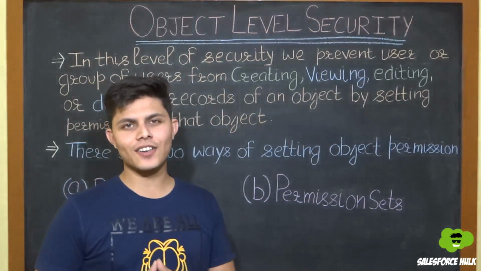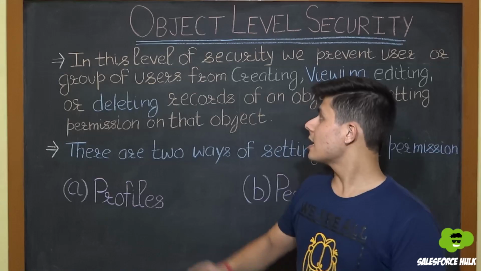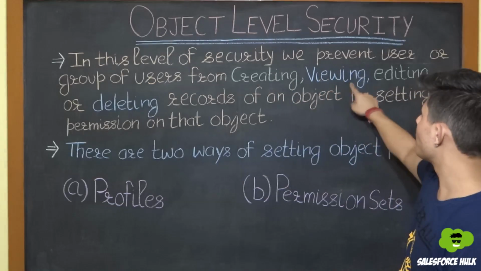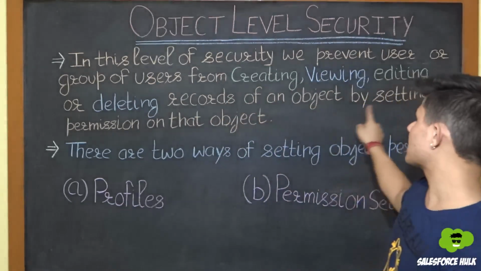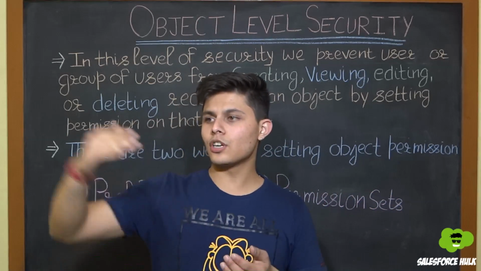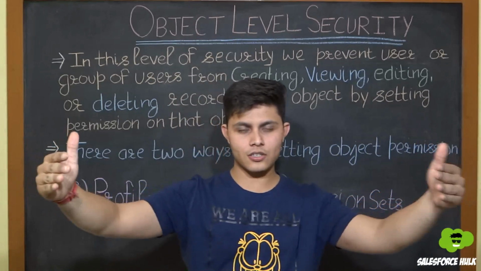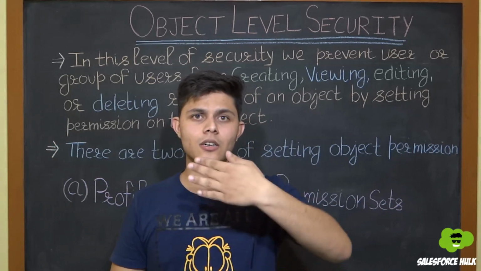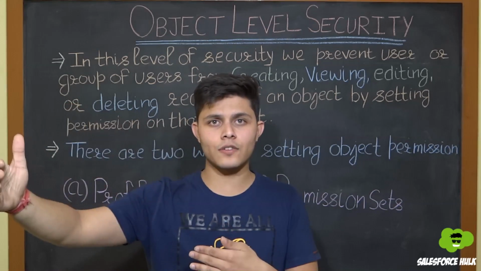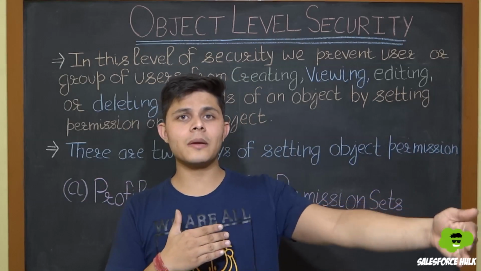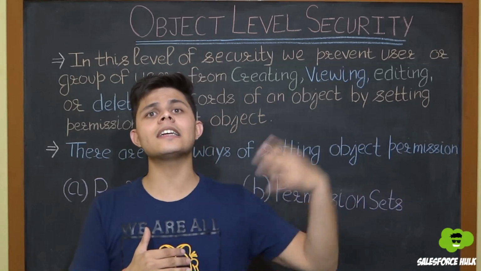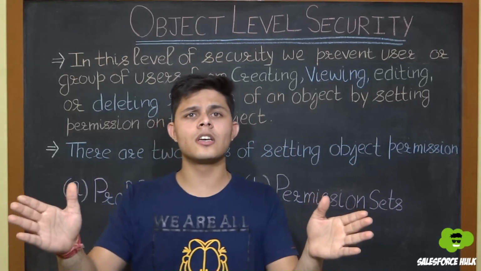Let's see what object level security is according to the definition. In this level of security, we prevent a user or group of users from creating, viewing, editing or deleting records of an object by setting permission on that object. What it actually means is, let us take an example: there is a user John and a user Paul in your organization, and there is an object called X object. You want John to only be able to see the records of this X object, whereas Paul should be able to see the records, edit the records and also create the records, but he cannot delete the records of X object, and neither can John.